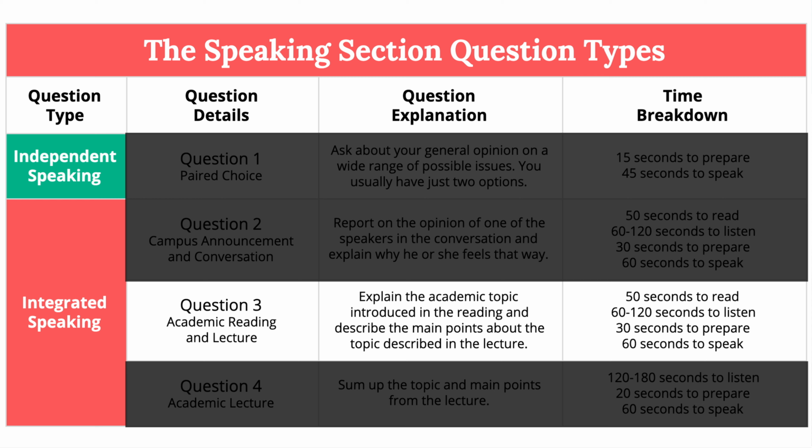All right, so this is the new question 3. Now, what does question 3 look like? Here's a quick rundown of what it looks like. It's an academic reading and lecture. There is an academic topic, and then that is introduced in a reading, and then you listen to a lecture about the reading. You'll have 50 seconds to read. The lecture takes about 90 seconds. You'll have 30 seconds to prepare, and then 60 seconds to speak about what you read about and what you heard in the lecture. The reading and listening will be about the same topic. The listening will be a lecture explaining the reading.